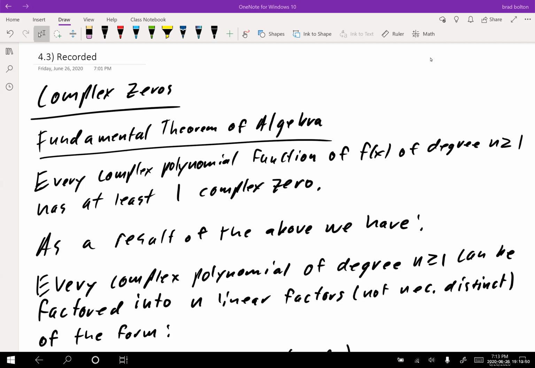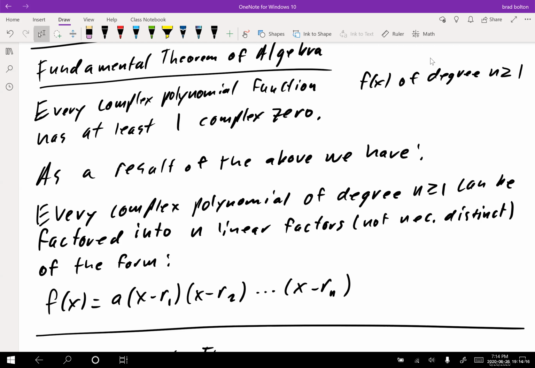4.3 has us talk about the fundamental theorem of algebra. It says every complex polynomial function f of x of degree n greater than or equal to 1 has at least one complex zero, okay? So as a result of the above, every complex polynomial of degree n greater than or equal to 1 can be factored into n linear factors, not necessarily distinct, of this form.